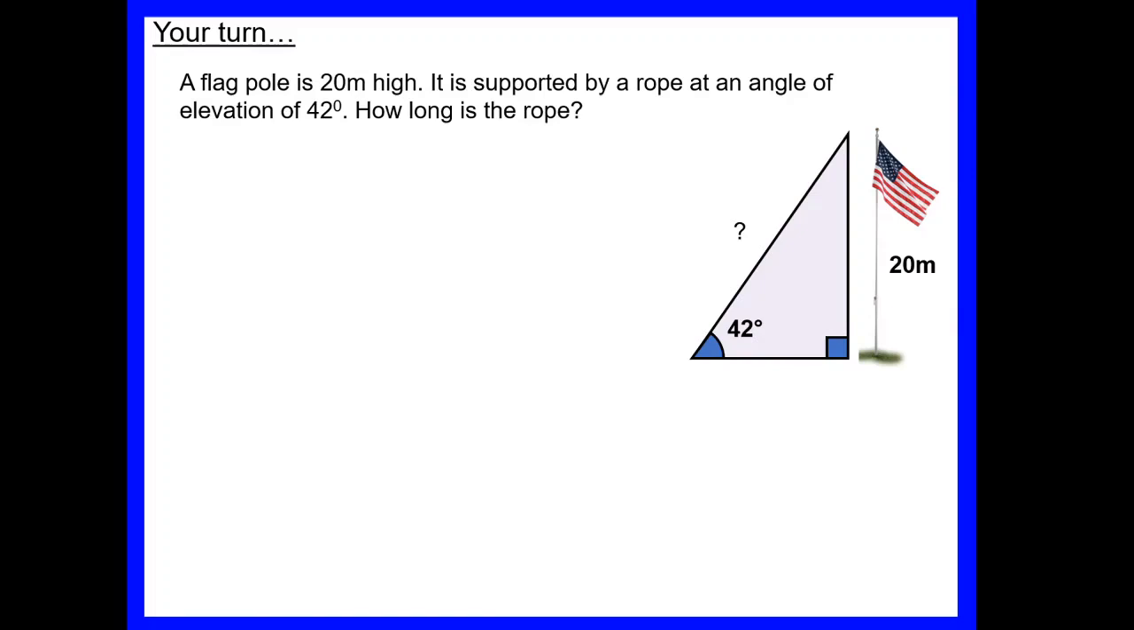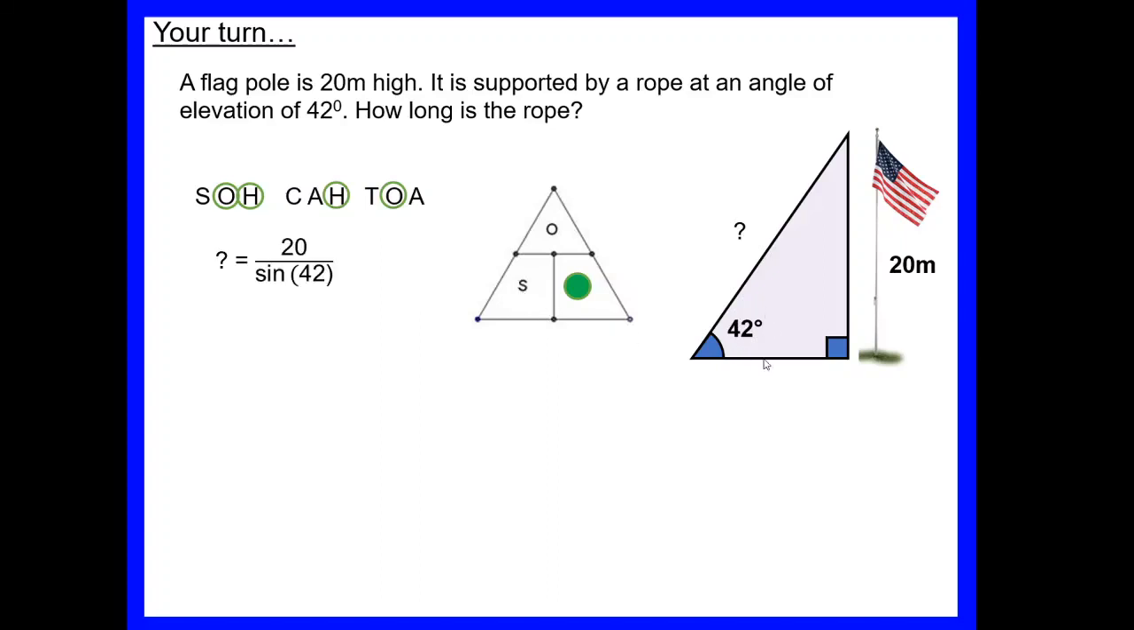Okay, so let's make sure we know which things we have then. So we're being asked to find the hypotenuse and we've been given the opposite. So we want the hypotenuse, we've been told the opposite, so we're going to use SO again. So our SO triangle's there. We want to find the hypotenuse this time, so if we cover hypotenuse, we're left with opposite over sine theta. So our opposite side is 20 meters over the sine of our angle, which is 42 degrees.